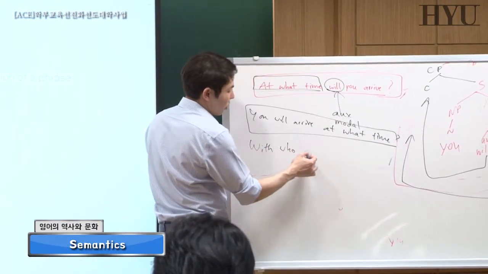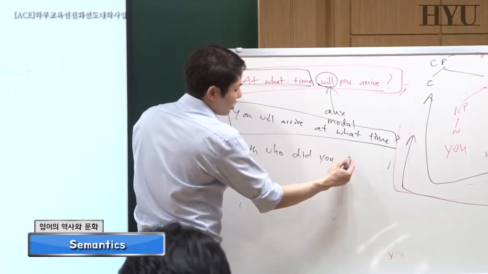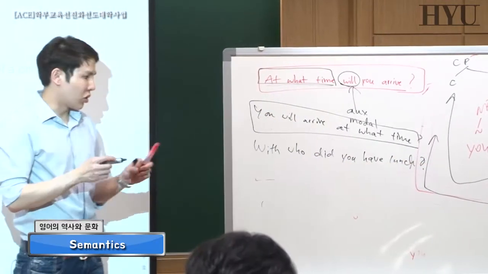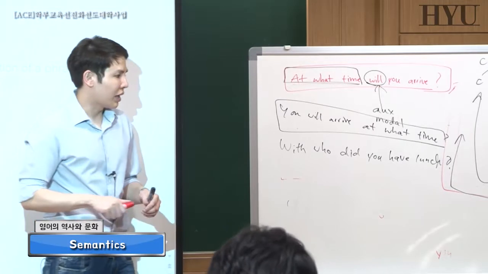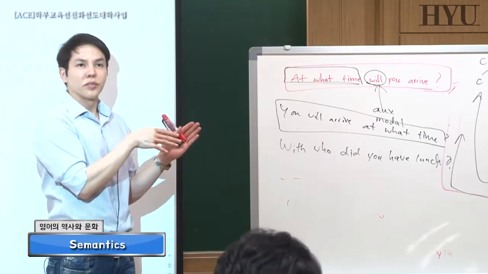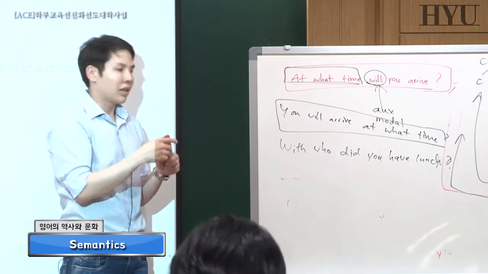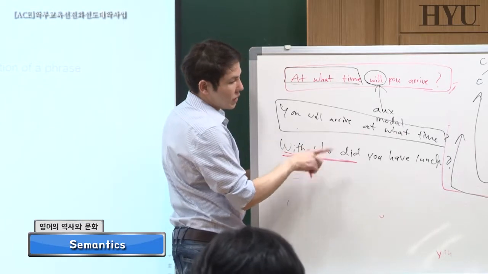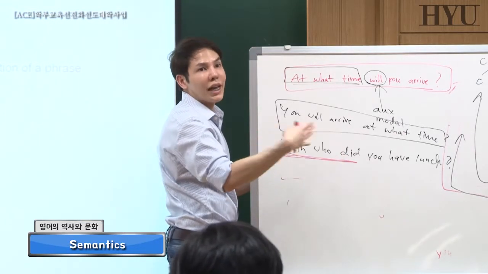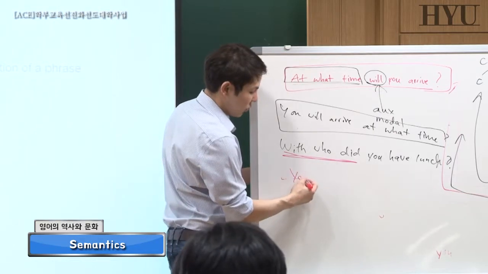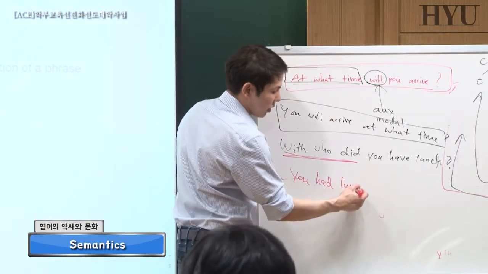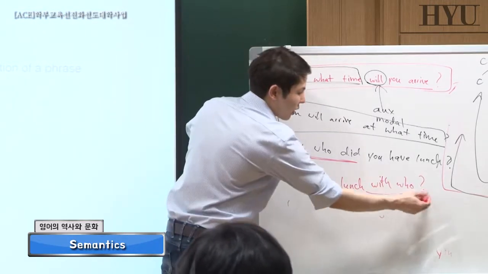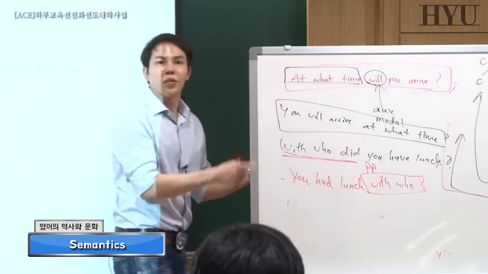With who did you have lunch? This one should be easy also, right? With who did you have lunch? Now, in order to see what moves, push it back, right? Push this chunk back to the original position. So, you did have lunch, or you had lunch with who, right? You had lunch with who? So same thing, right? So it's the prepositional phrase that moves to the front.